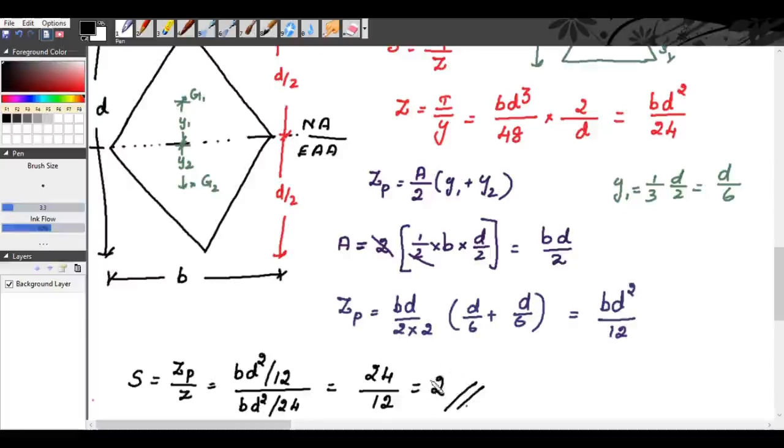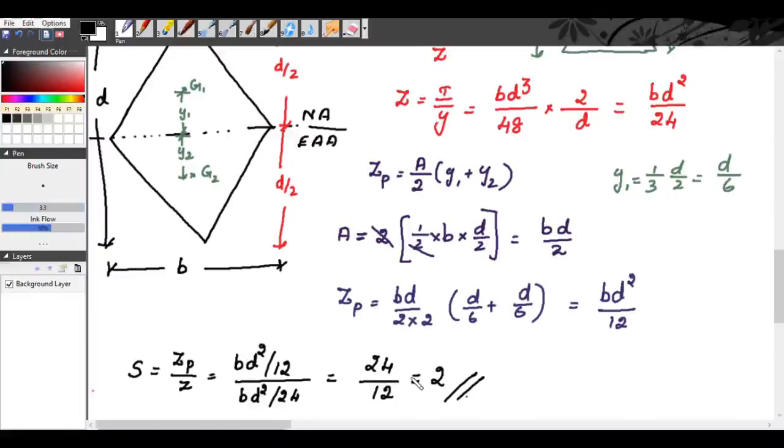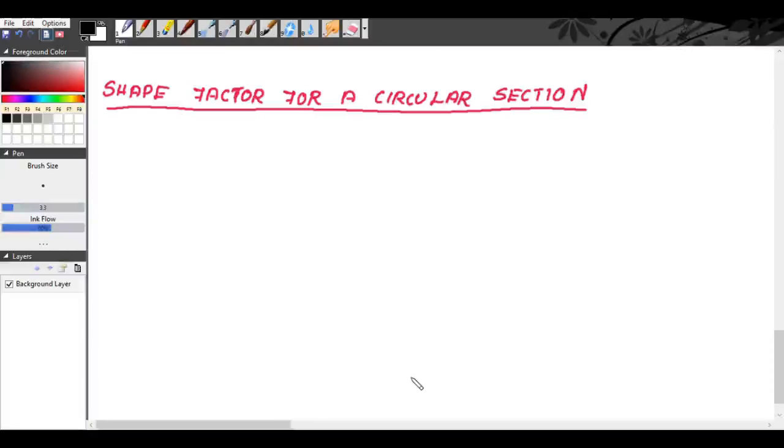Remember this value also. So shape factor for a rectangular section is 1.5. Shape factor for a diamond section is 2. We will move on to the next. That is the shape factor for a circular section. Very simple. Circular section.